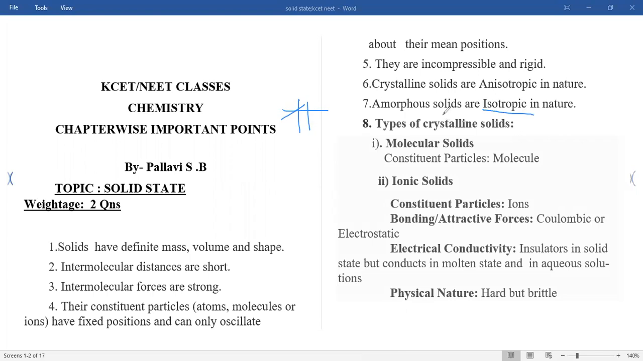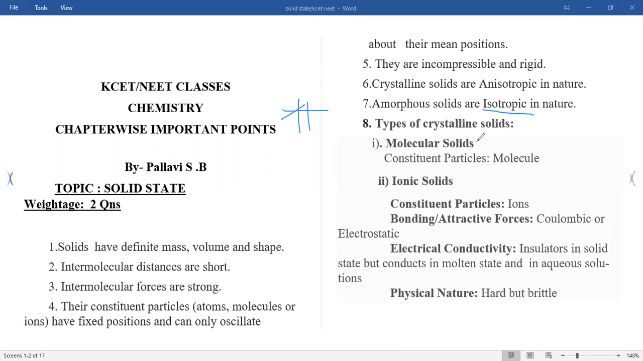Now let us come to the types of crystalline solids. Based on the constituent particles, crystalline solids are divided into molecular solids, ionic solids, covalent solids, and metallic solids. Let us go with the molecular solids.